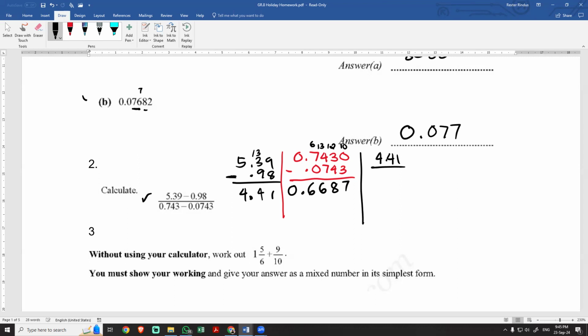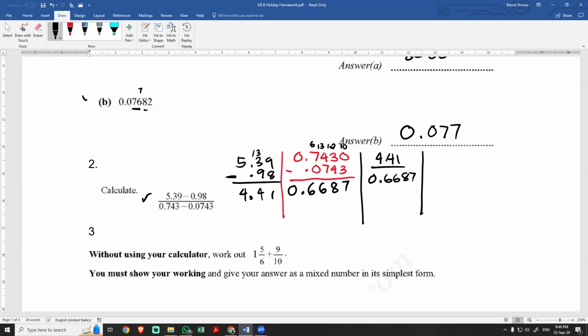Now, after that, the looks of that one will become 4.41 over 0.6687. If you want to calculate that one, basically we have to go to the division method. One technique is making it into whole numbers. If you look at the denominator, it has 4 digits after the decimal. So it's good that we make that one into whole numbers.